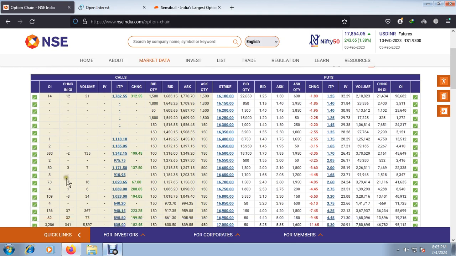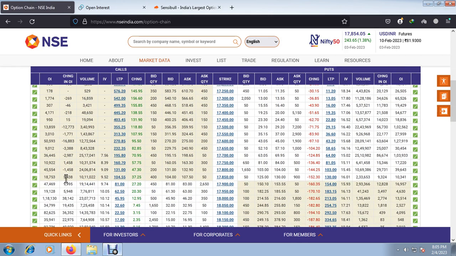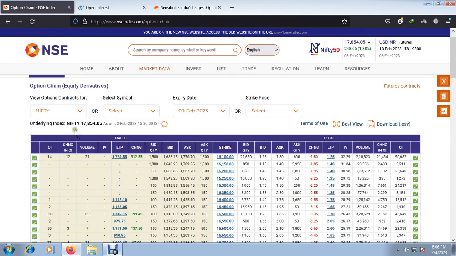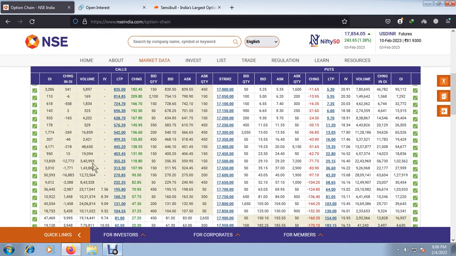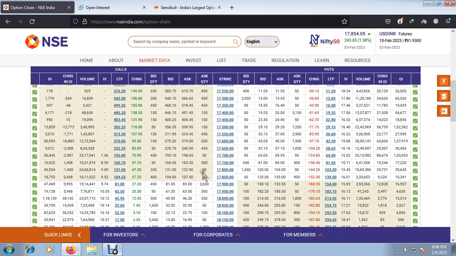Whenever we are analyzing the option chain, first of all we have to see the strike price, at which strike price there is the highest OI buildup, either on the call side or the put side. Here we see that Nifty closed at 17,854. Assuming the market is live right now and Nifty is running at this price, we select the strike price 17,850, which is at the money, and we have to see both the call and the put sides.